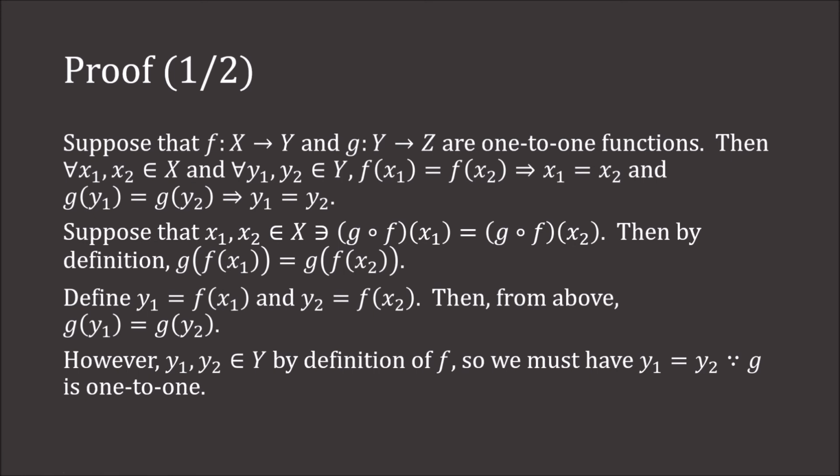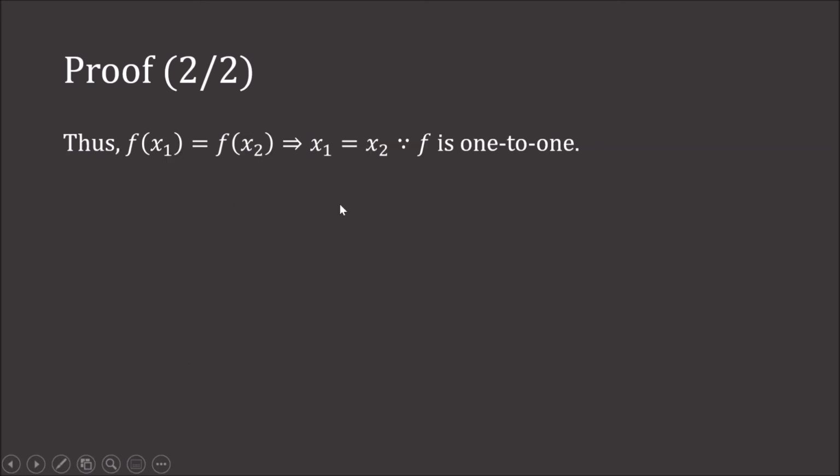So, f of x1 is equal to f of x2, which means x1 has to be x2, because f is also one-to-one. So we just showed that x1 and x2 are the same. This means that g of f is one-to-one, and so our proof is complete.